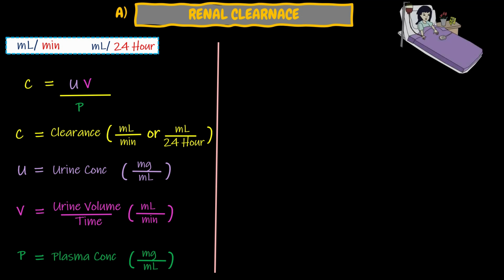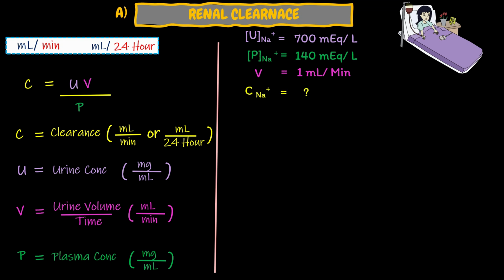Now, let me give you a clinical case. Are you able to solve it? Miss Diana is a patient. Her report shows that the plasma sodium is 140 milliequivalent per liter. The urine sodium is 700 milliequivalent per liter. And the urine flow rate is 1 milliliter per minute. So are you able to find out what is the clearance of sodium using the equation of clearance?